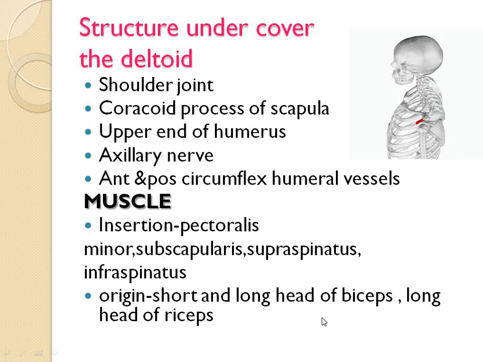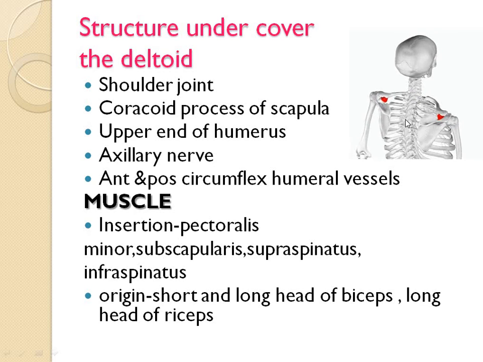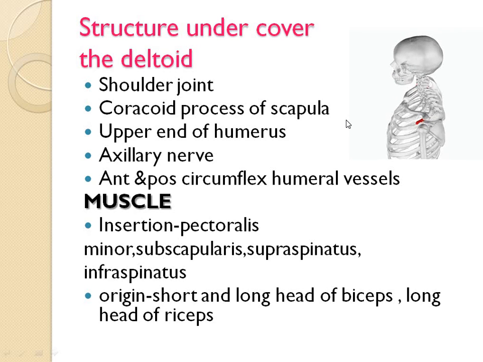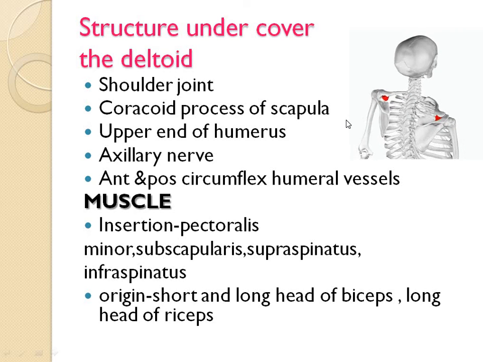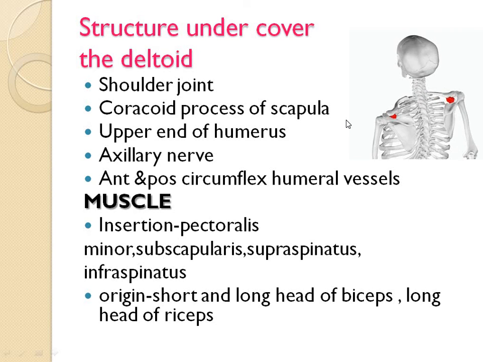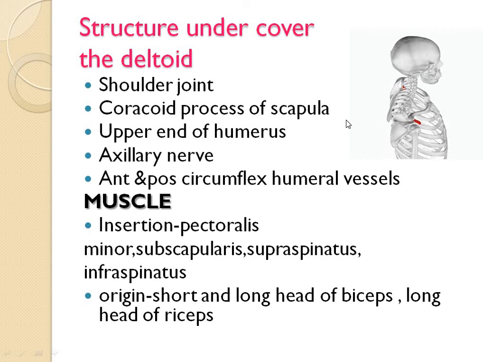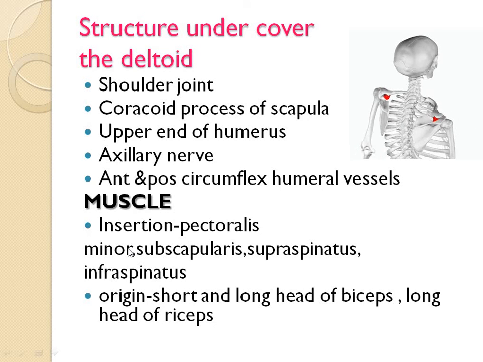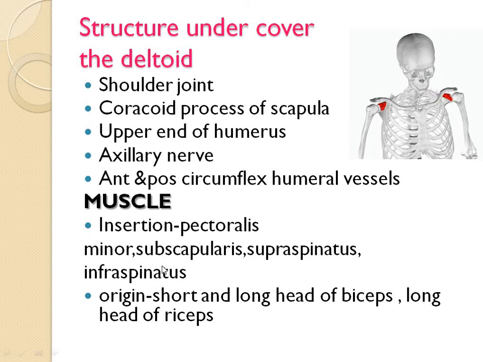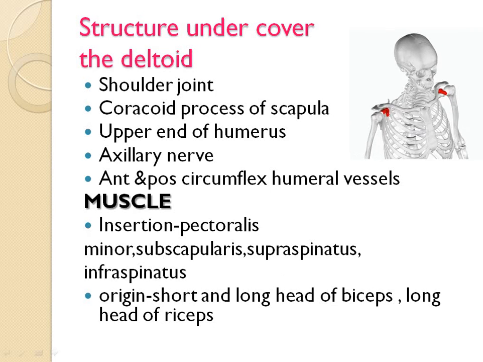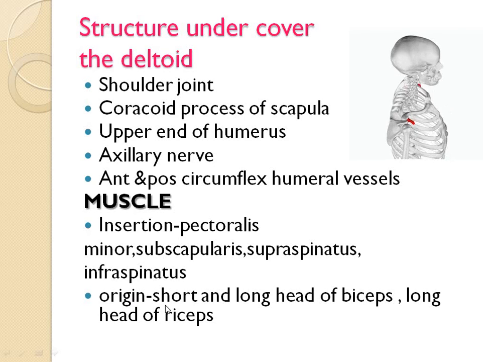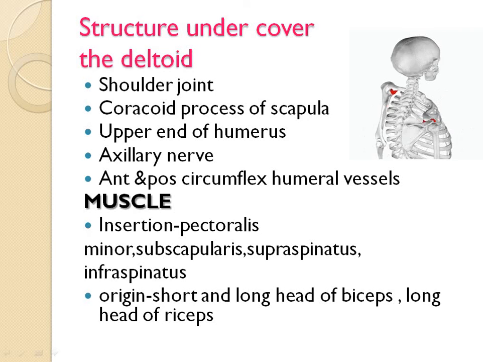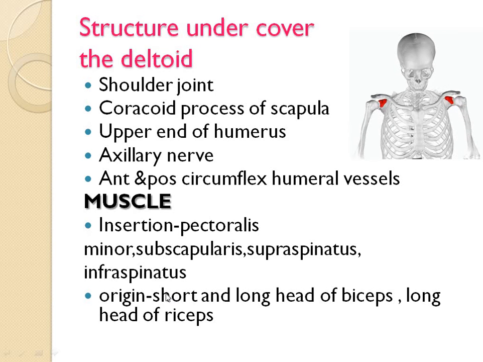Now the structures under cover of the deltoid muscle. Shoulder joint, coracoid process, upper end of humerus, axillary nerve, and anterior and posterior circumflex humeral vessels. In muscles, the insertion of the pectoralis minor, subscapularis, supraspinatus, infraspinatus. The short and long head of the biceps and long head of the triceps are under cover of the deltoid muscle.